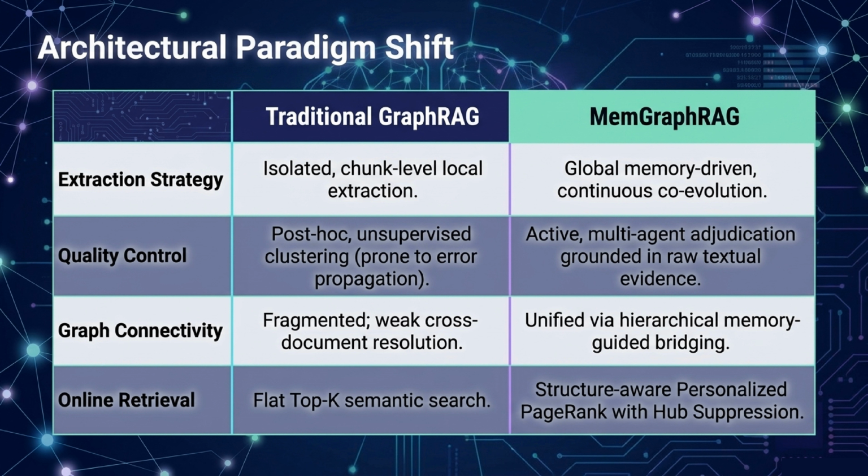This represents a massive architectural paradigm shift. Unlike traditional GraphRAG's isolated chunk-level extraction, post-hoc quality control, and fragmented connectivity, MemGraphRAG brings global memory-driven coevolution, active multi-agent adjudication grounded in raw text, and unified memory-guided bridging. It upgrades online retrieval from flat semantic search to structure-aware PPR.